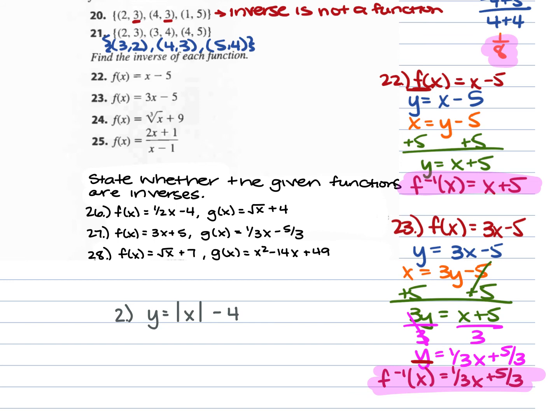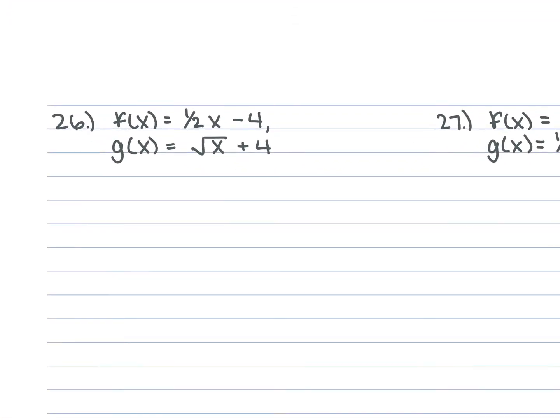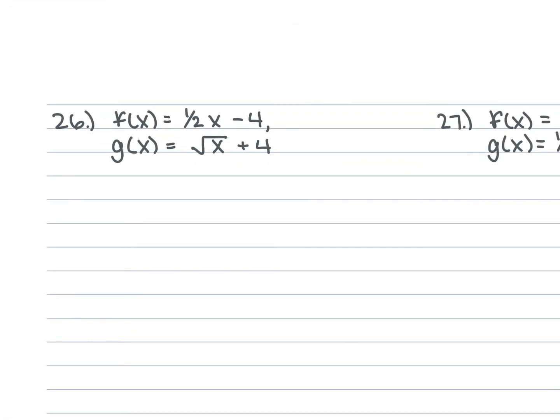The last part that we're going to look at are these last 3 problems. We're just going to be stating whether each of these functions that are given are inverses of one another. So I'm going to actually skip over to a page that's got these, and we're going to do these so we have a little bit more room over here. So for 26, we have f of x is equal to 1/2 x minus 4, and g of x is equal to the square root of x plus 4.